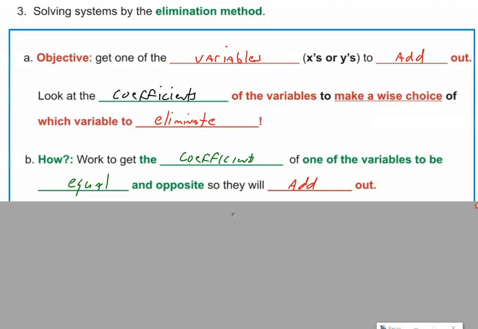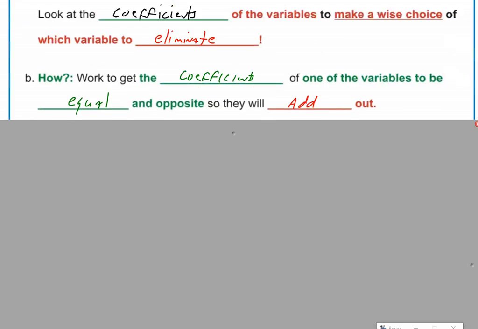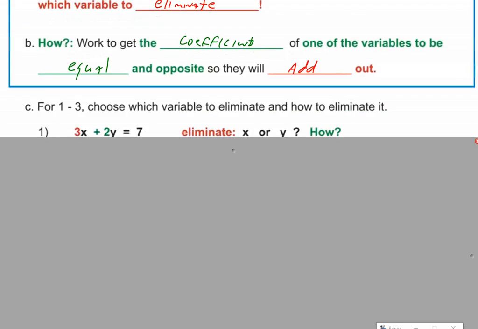But what you're after is getting either the x's to add out, because if you got a 3x and a negative 3x, guess what? When you add them, you get 0. You got a negative 7y and a positive 7y, guess what? When you add them up, you get 0. They add out. That's what you're after. Either to get the x's to add out or get the y's to add out. How do you do that? Get their coefficients to be equal and opposite.